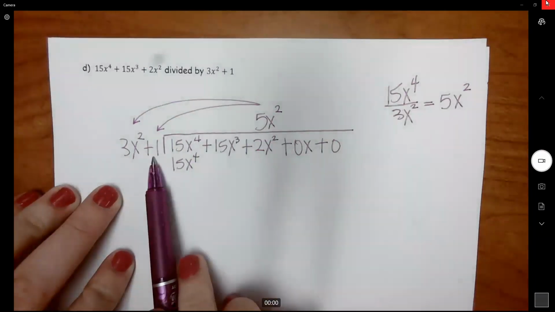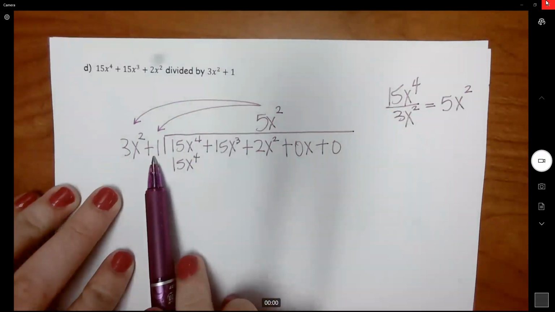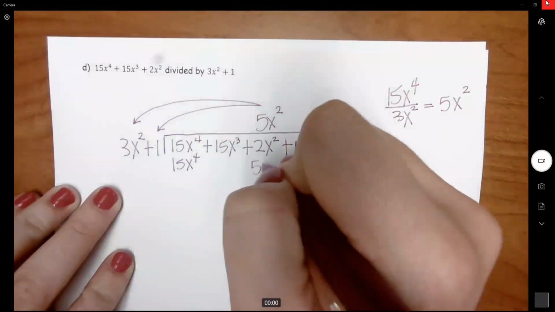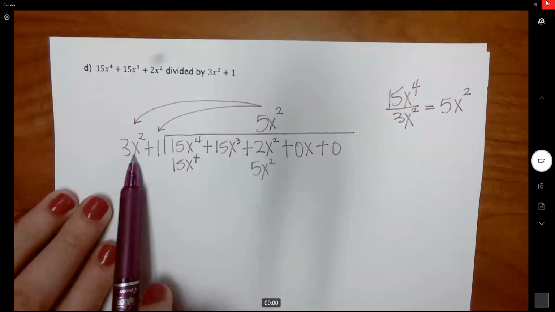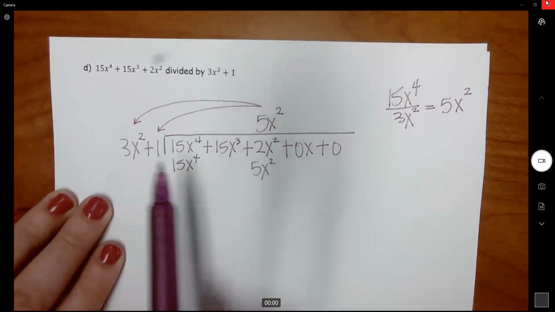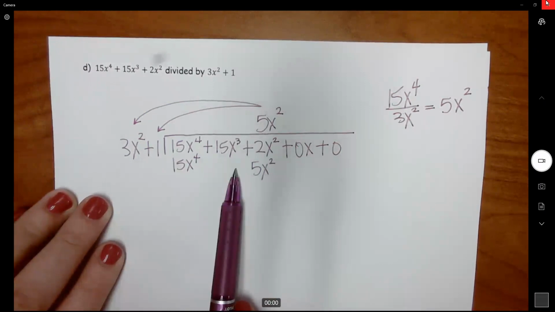5x squared times 1 is 5x squared. So that needs to go under my x squared column, because this skips a place value, right? You don't have an x. It's going to skip as you multiply this out.